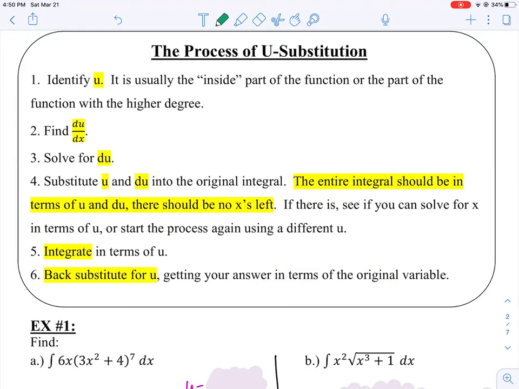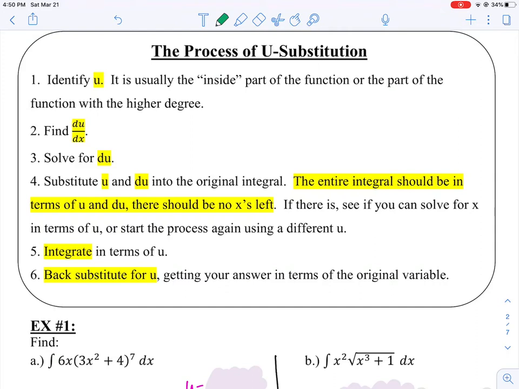So step number one is we're going to try to identify the u. And it's usually what we call the inside part of that function. And then we're going to take its derivative. We're going to find the derivative of u with respect to x. We're going to multiply both sides by dx so we can get a du.